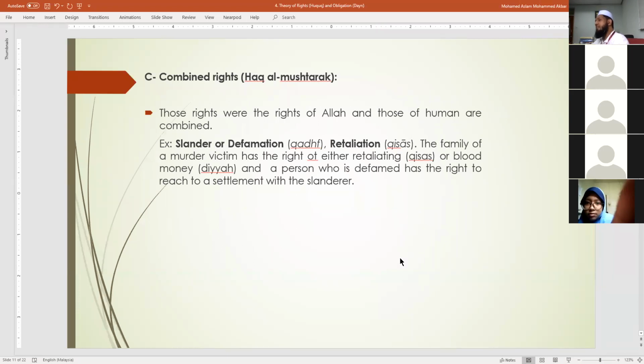What I mean by qisas is, let's say someone killed someone, right? There is a punishment. The court will come and punish you, with the punishment of hanging, for example. The court will hang the person who killed someone intentionally. Okay, there's a killing intentionally, and there is a killing unintentionally, mistakenly.